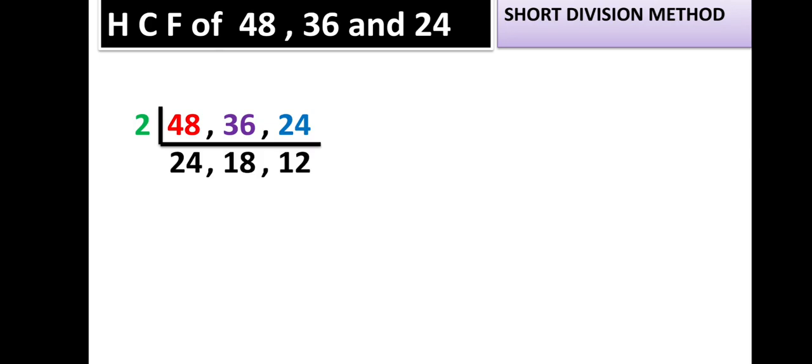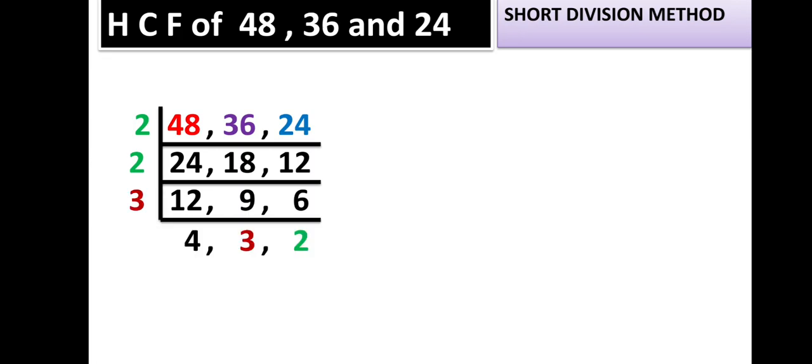Now let's see the same thing using the short division method. As the method says, we have to take them all together. 48, 36 and 24 should all be divisible by a number. That is 2, because all are even numbers. 2 24s are 48, 2 18s are 36, 2 12s are 24. Again 24, 18 and 12 are divisible by 2. Again 12, 9 and 6 are divisible by 3.